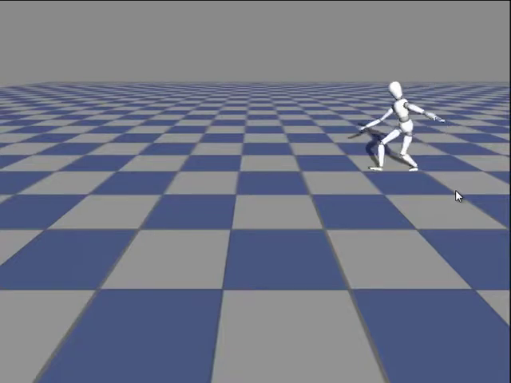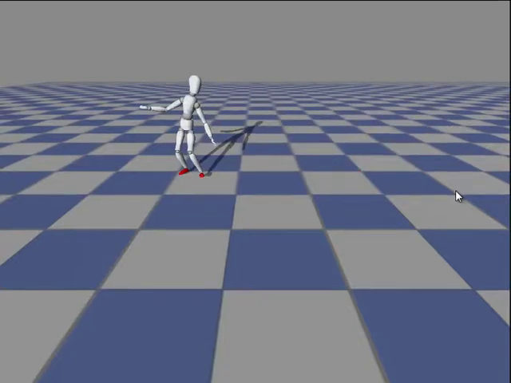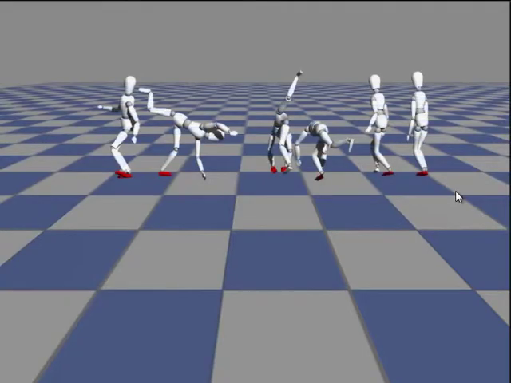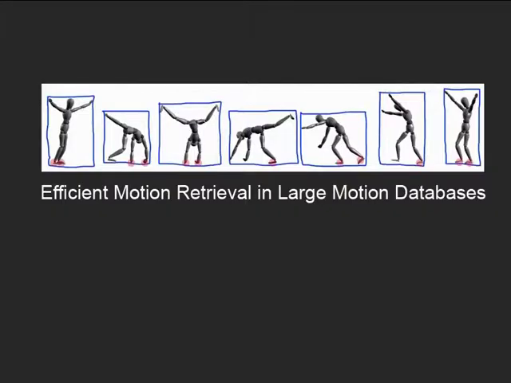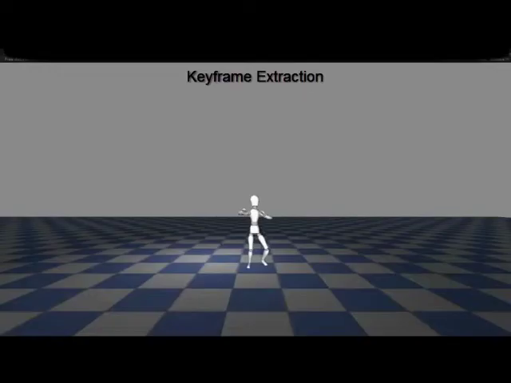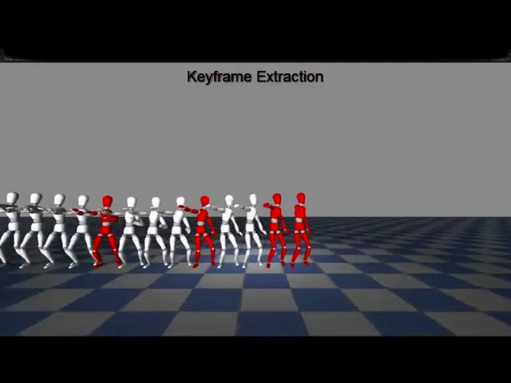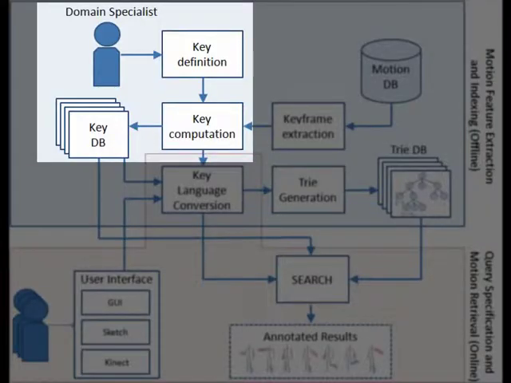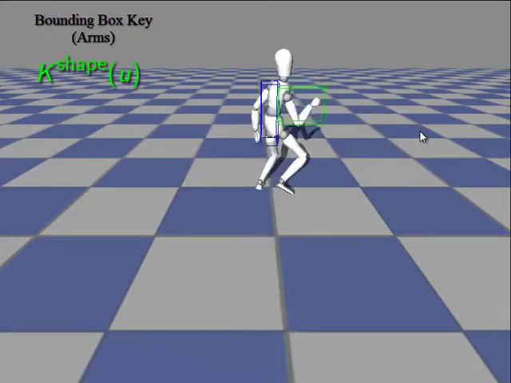In this paper, we propose a flexible, efficient method for querying and retrieving complex motions in large motion databases. Given a large repository of motions, we use standard methods to compress motion data by extracting relevant key frames. Next, we define a set of motion keys, which characterize the different structural, dynamic, and geometric properties of motion.